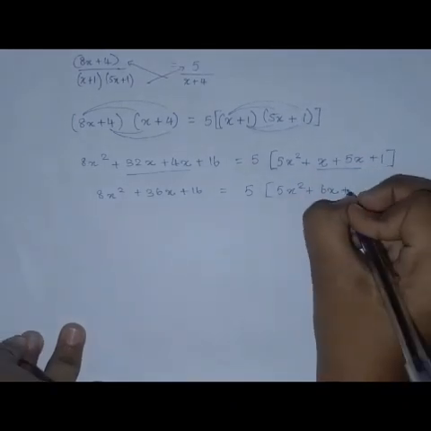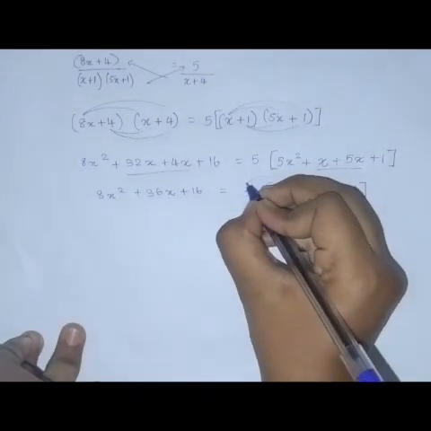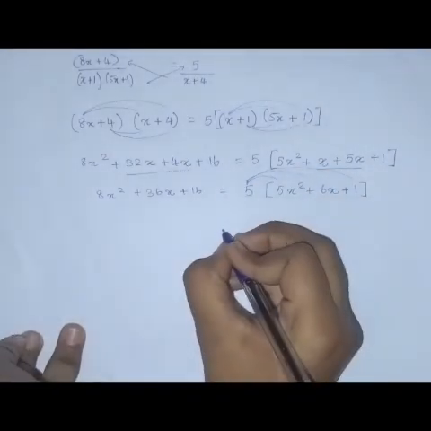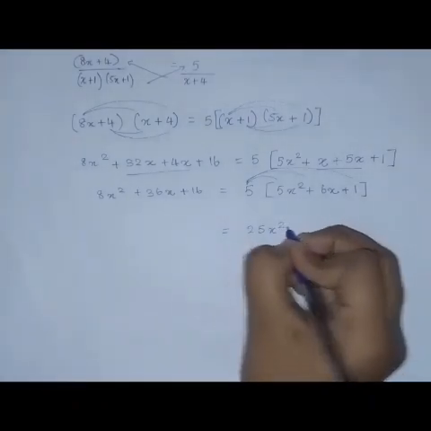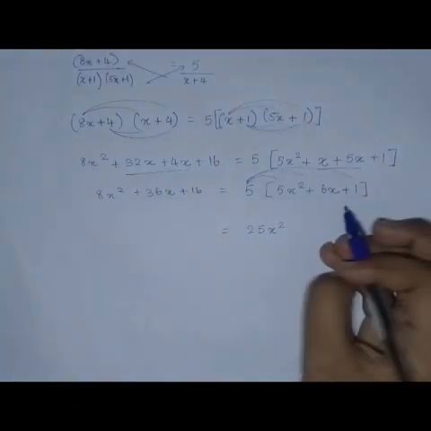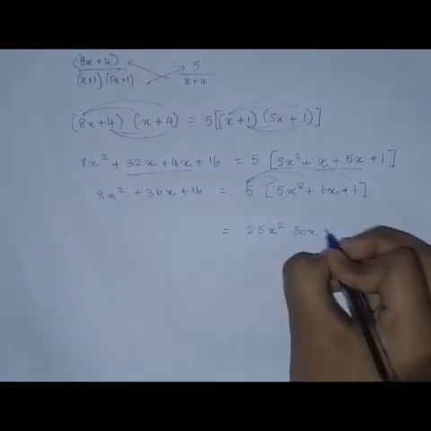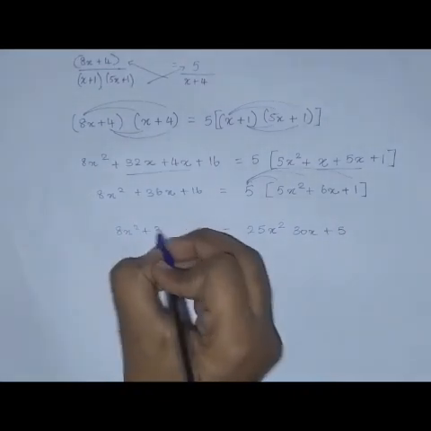So now we are multiplying 5 inside as I have told earlier. So multiplying 5 into 5x square, we would get 25x square, and 5 into 6x we would get 30x plus 5. So we are forming a quadratic equation.